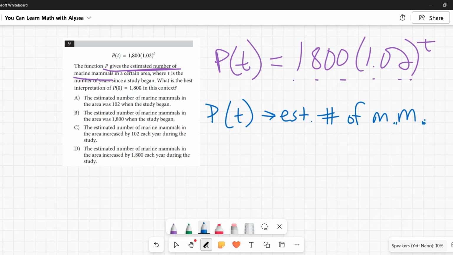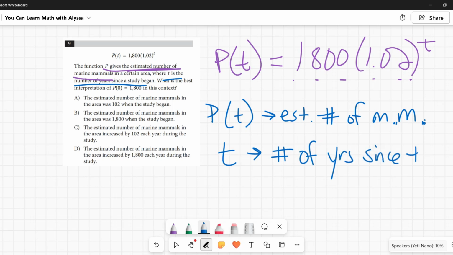Okay, and then t is the number of years since the study began. So t for time, I'm thinking. Weren't they creative? Number of years since the beginning of the study, since the beginning of time. No, since the beginning of the study. Let me write it all out. That looked weird. Since the beginning. How many years it's been.